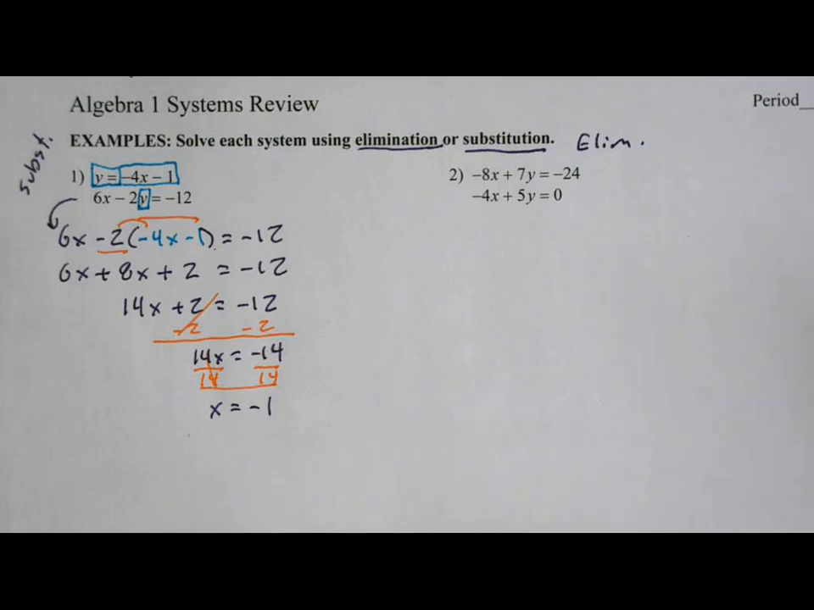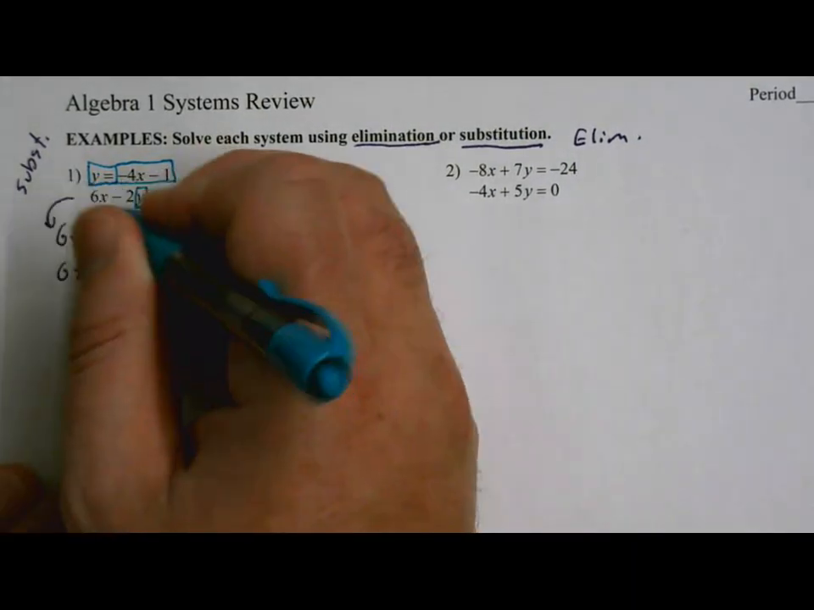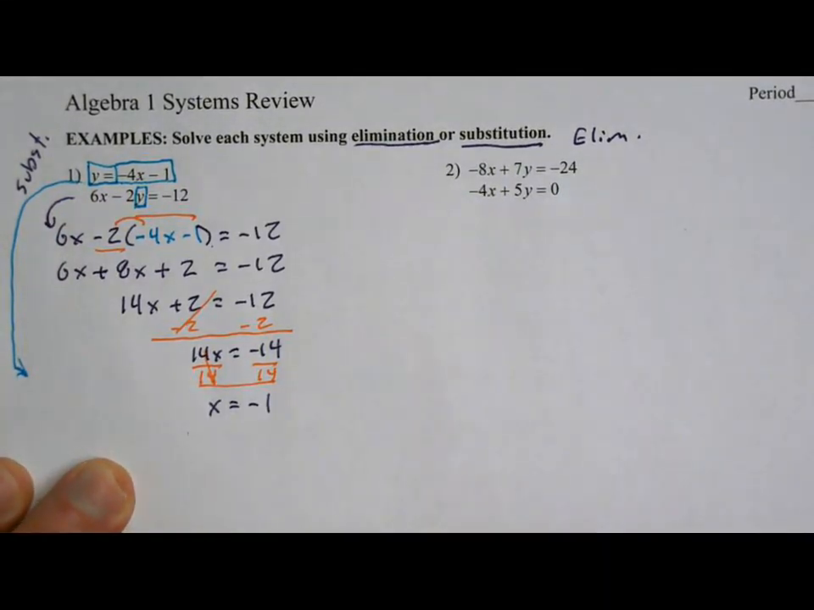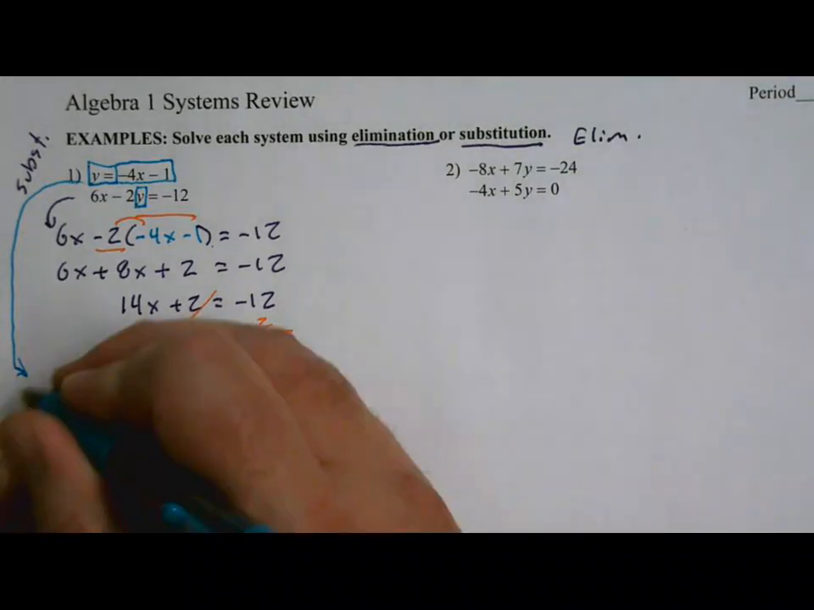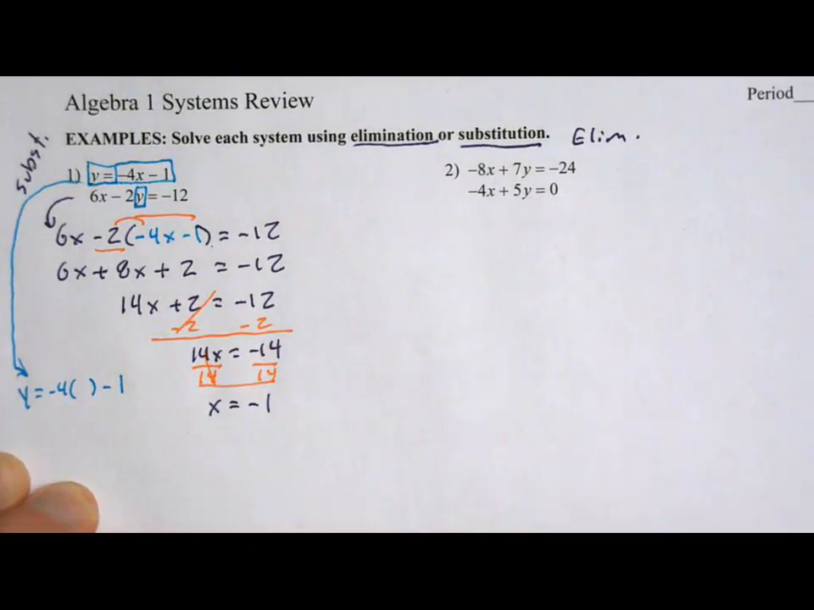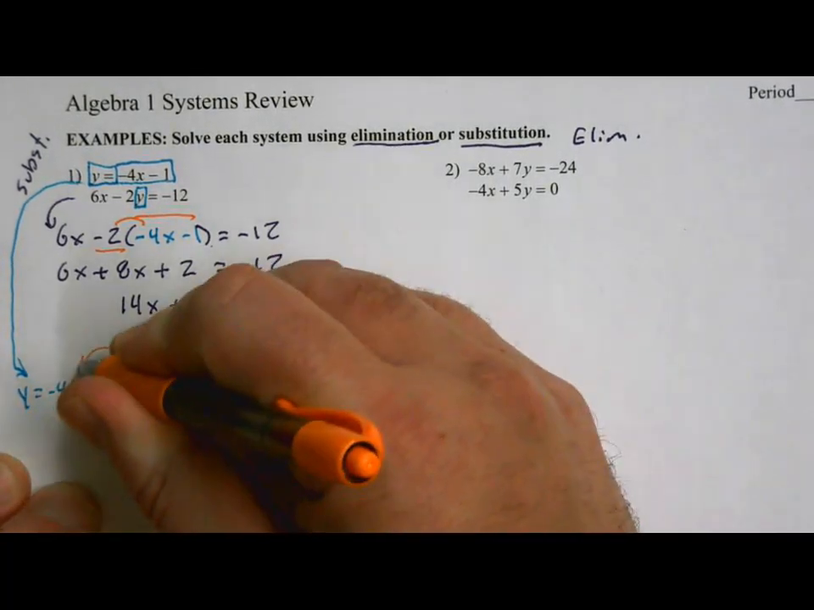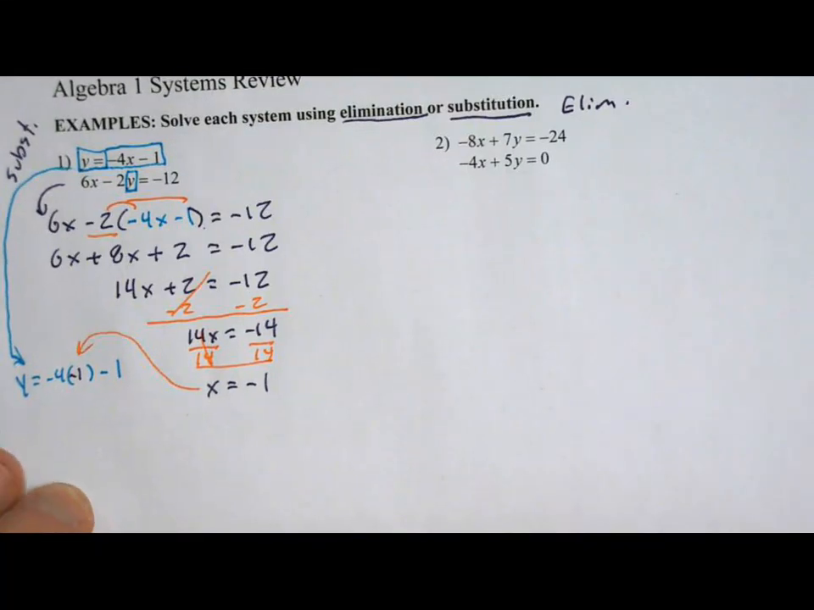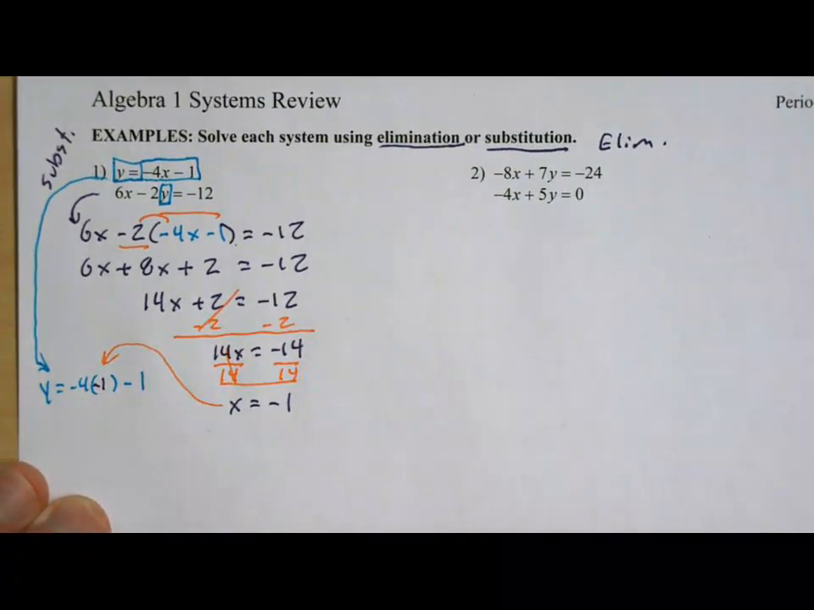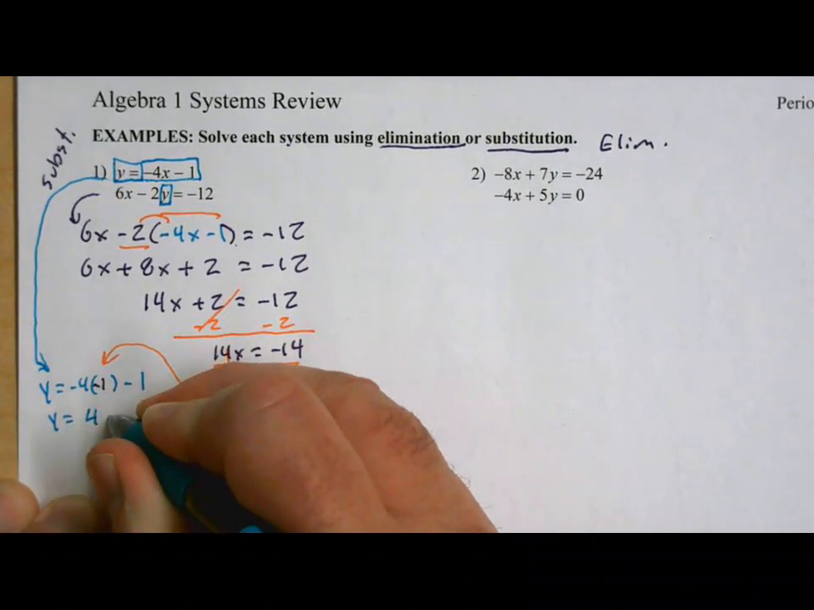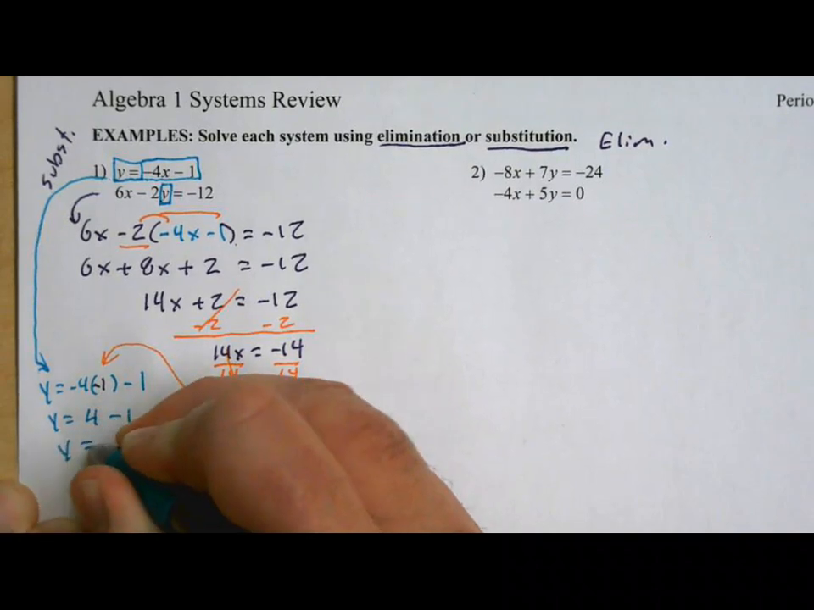To find the other half of my solution, we're going to go back to one of our original equations. Usually it's the one that was the y equals or the x equals equation. I'm going to take this equation, and rewrite it, y equals negative 4x minus 1. But you'll notice I left out the x. And I did that because we now have a value that we can use in place of x. X is negative 1. So I can just simplify here and I'll know what y is. So negative 4 times negative 1 is 4. 4 minus 1 is 3.